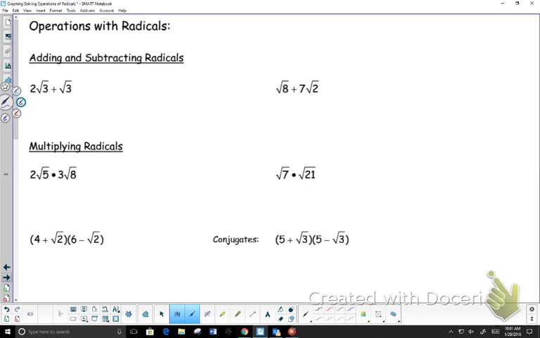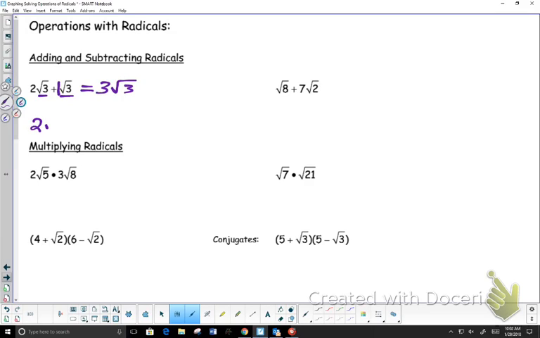Okay, the last thing we're going to cover is operations with radicals, okay? And this is just like combining like terms. So when you're adding or subtracting radicals, what you always need to make sure of is the radical is the same. If I have 2 of the square roots of 3 and 1 of the square roots of 3, then I can add them. So this would give me 3 square root of 3.